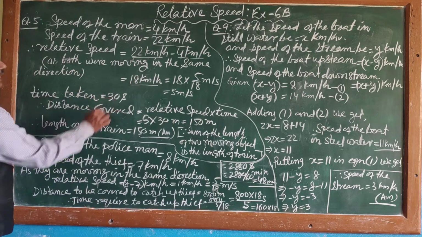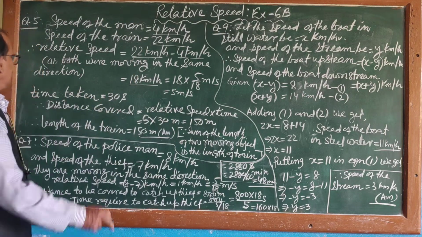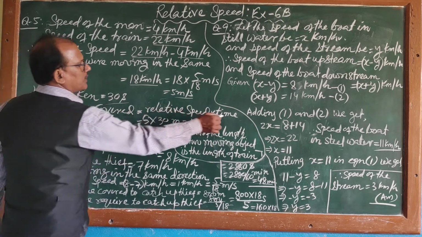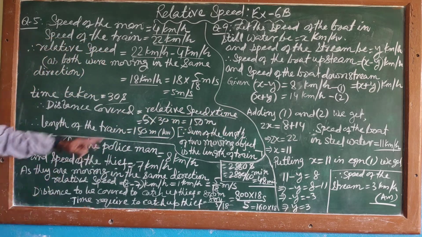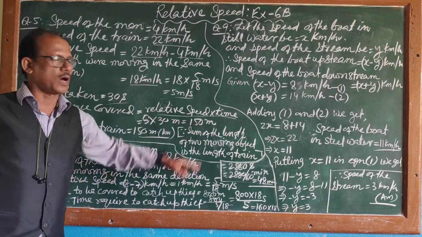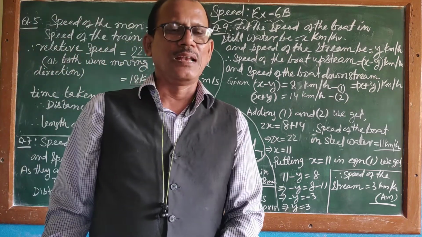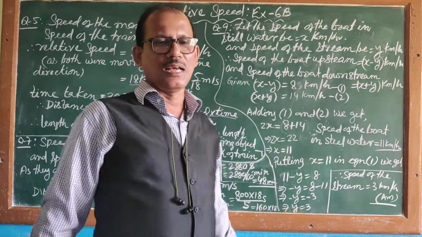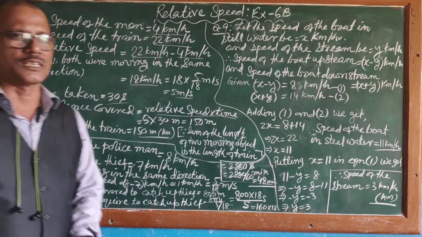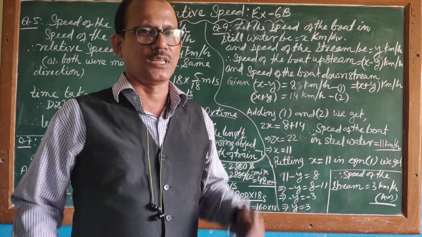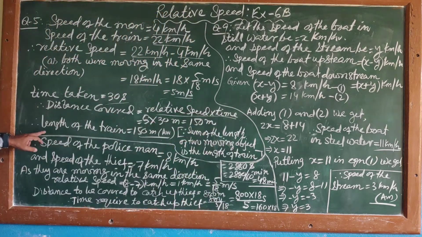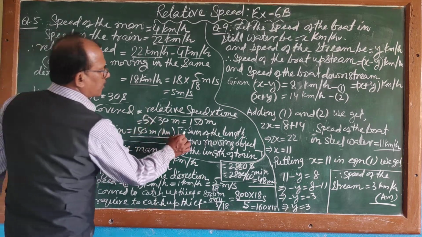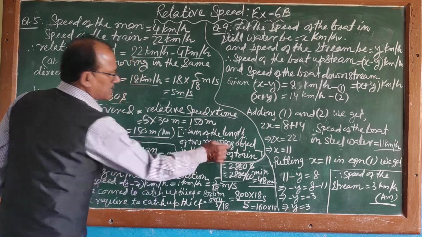Now the time taken is 30 seconds, that is given to you. Then the distance covered definitely will be speed into time, relative speed into time. That will be 5 into 30, which is equal to 150 meters. So the distance covered is the length of the train itself, because the man does not have any length. Man doesn't have a distance to cover. So the length of the train only will become 30 into 5, which is equal to 150 meter, because the sum of the lengths of the two moving objects is the length of the train.